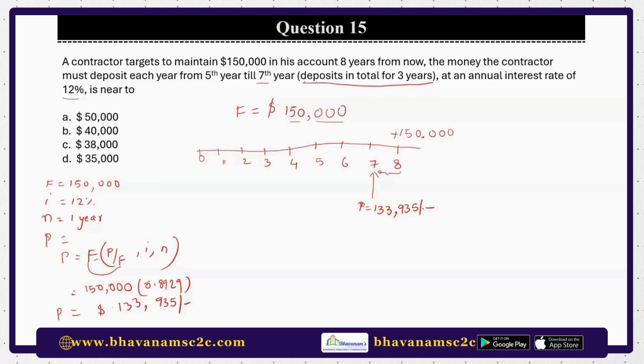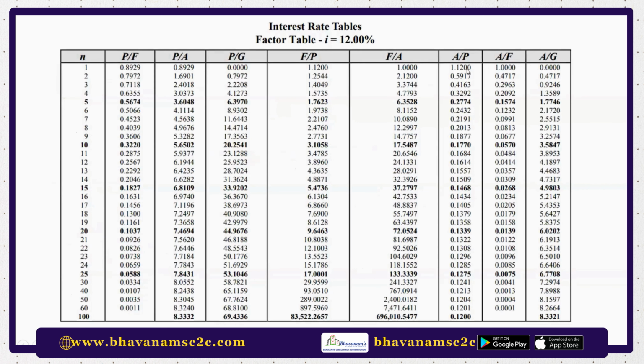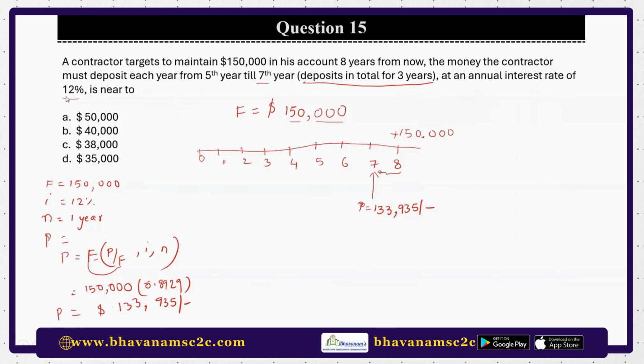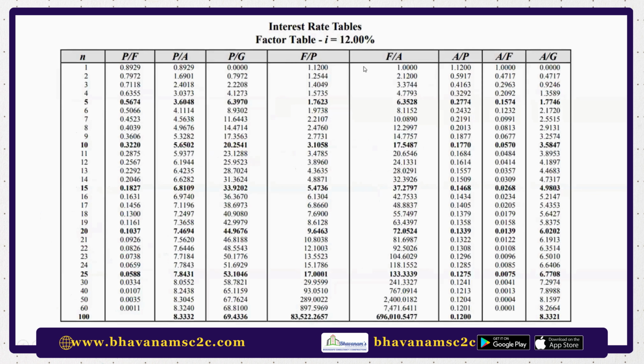Now I'll take you to the table in order to show you how it is calculated. It is for the other students who didn't understand this, or for the students who think this is the day one class for you. What is the I value as per the question? 12%. And when you go to the table, there are tables with multiple percentages. If you go through the handbook, then you will come to know. Go with the table which is 12%.